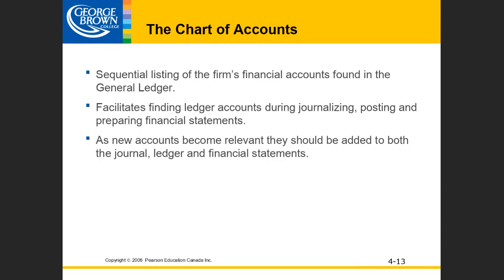Typically speaking, I'll take this a little bit further. To be in good form, the sequence of the listing of your accounts needs to go in terms of assets, liabilities, equity, revenue accounts, expense accounts, and then temporary accounts. However, for our purposes, and because I've changed things over the course of the last couple of years, your chart of accounts will not be in proper sequential order, but that's perfectly fine. You don't have to change it.